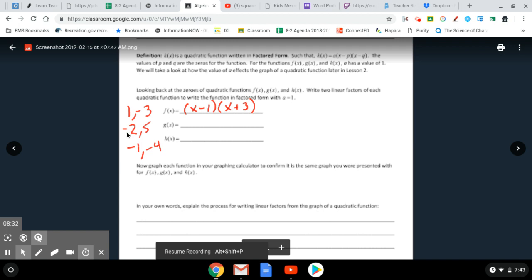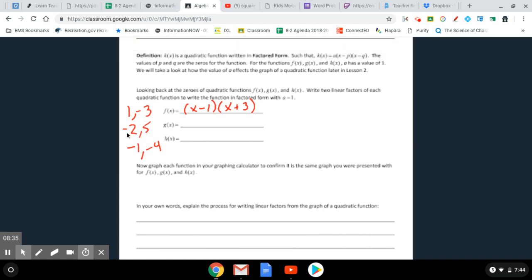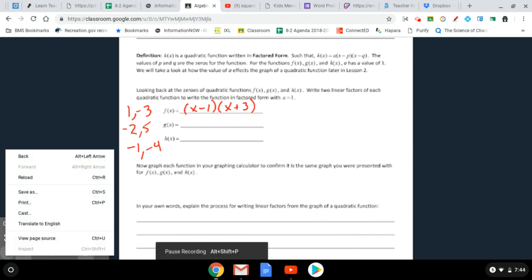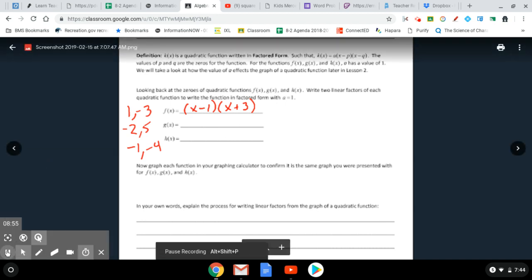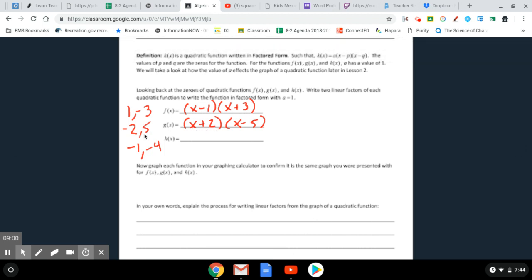All right, so we have the zeros for g of x are -2 and +5, and the zeros for h of x are -1 and -4. So the linear factors here are going to follow the same pattern that we did to get the first one. I'm going to have x + 2, because that would give me a solution of -2. And I'm going to have x - 5, because that would give me a solution of +5.